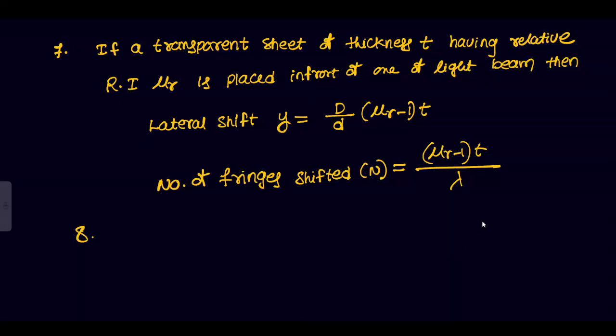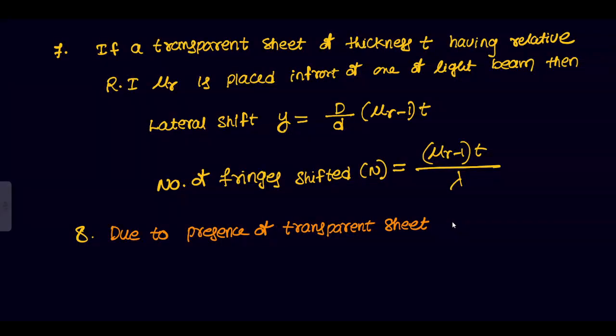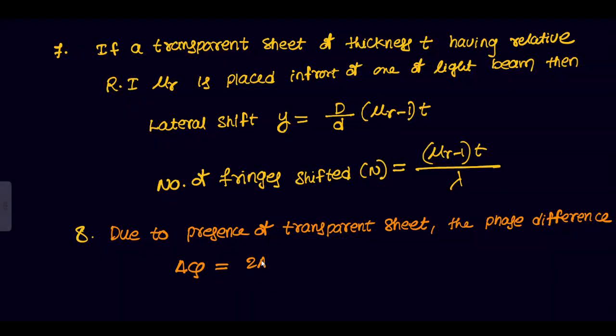In this case, due to the presence of the transparent sheet, the phase difference is given as delta phi equal to 2 pi by lambda into mu minus 1 into t. This is the phase difference because of the presence of the transparent sheet.